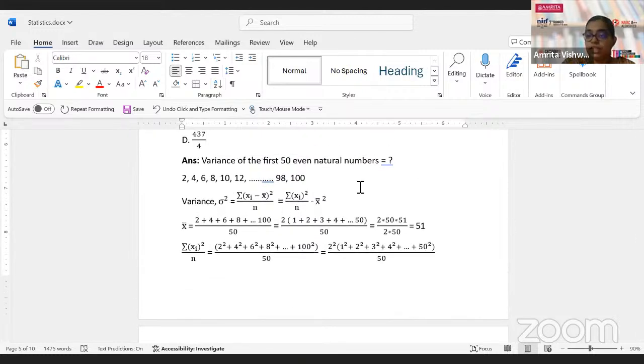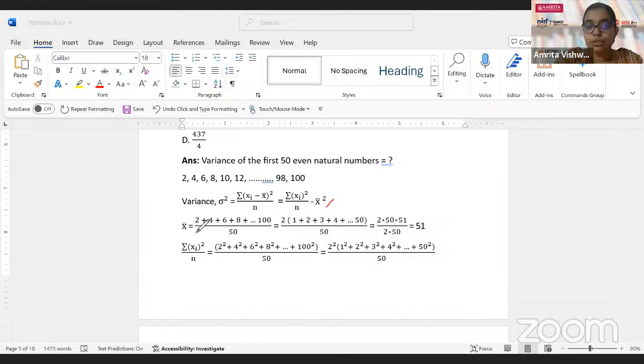Variance of the first 50 even natural numbers. It's even natural numbers and I need to find their variance. So if I'm looking at the series, how is it going to form? It will be something like 2, 4, 6, 8, 10, 12 till 100, and I'll have 50 terms. So what's the formula of the variance that we know? Sigma xi square by n minus x bar the whole square, whichever you want, you can use it.